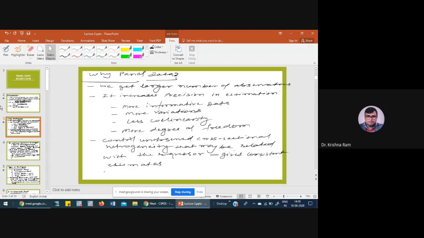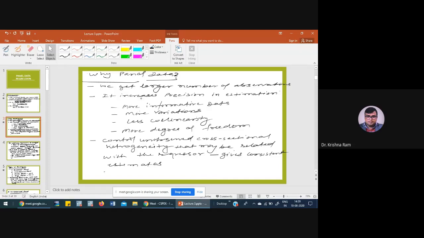But if you go with the time series or cross-sectional regression model only, in a time series case, we will have only 10 observations for 10 years, and in a cross-sectional case, we will have only 100 observations for a particular year. But when we combine both time series and cross-sectional things, we get a larger number of observations. So that is one biggest advantage of the panel data regression model.